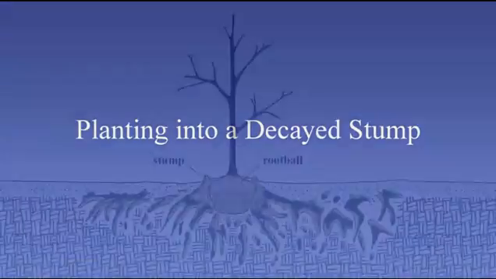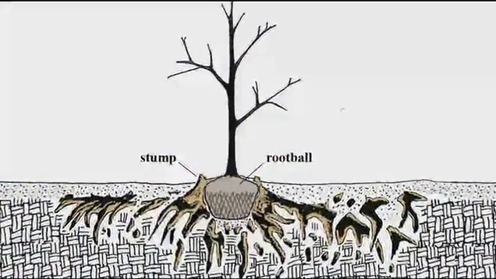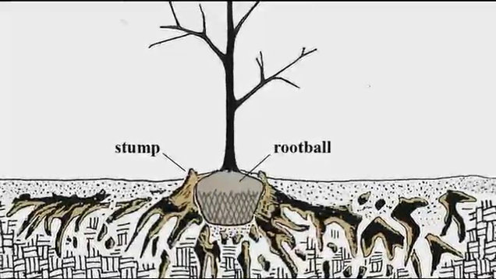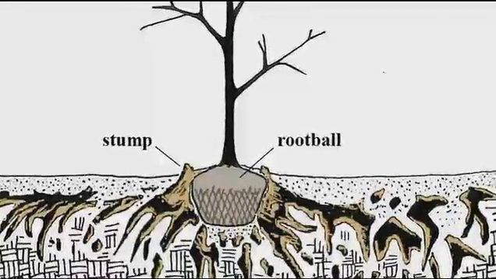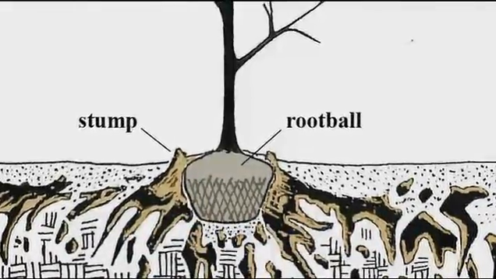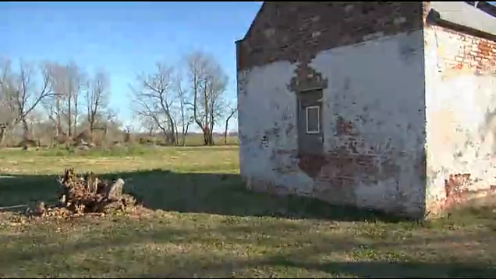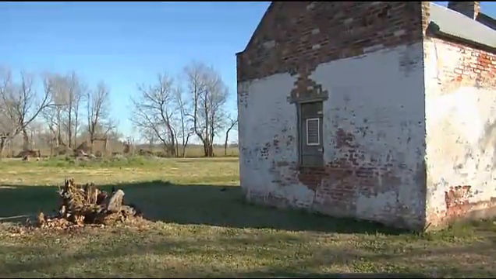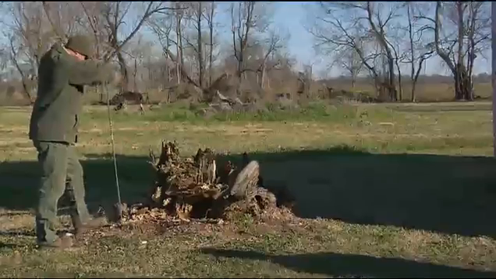The next method is planting into a decayed stump. As with mound planting, using a small replacement tree will require less digging and reduce the potential impact to adjacent cultural resources. This method is ideal for replacing trees in the exact location of the original to preserve the historically authentic character of the site.